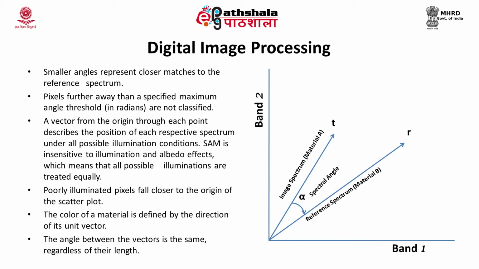And then poorly illuminated pixels fall closer to the origin of the scatter plot, and you can see from this exercise, the color of the material is defined by the direction of its unit vector, and the angle between the vectors is the same regardless of their length. So, using this method, we can get information about that particular area.